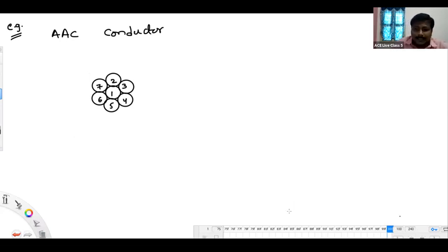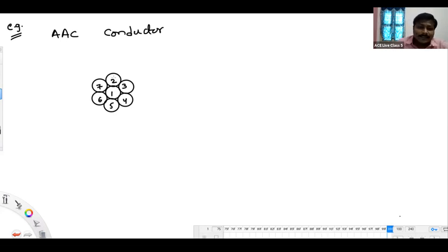Just listen. Stop writing all of it. For this, I have to find GMR. Let's take strand 1. If you want to take strand 1, first you should take the self term of 1, R dash. Then 1 to 2, 1 to 3, 1 to 4, 1 to 5, 1 to 6, 1 to 7. How many self distances do you get for 1? 7. R dash is also there, right? R dash, 1 to 2, 1 to 3, 1 to 4, 1 to 5, 1 to 6, 1 to 7. Total 7 distances.